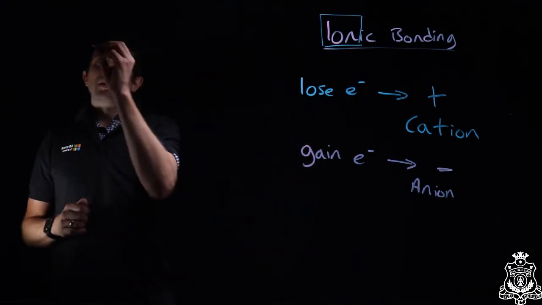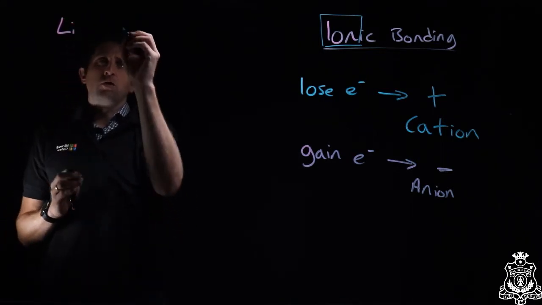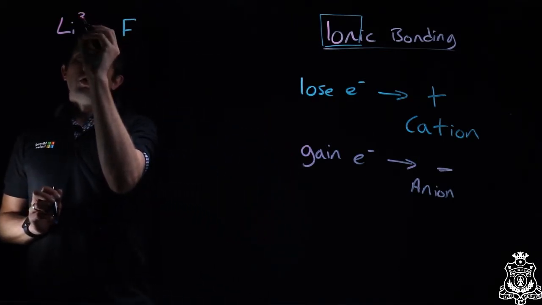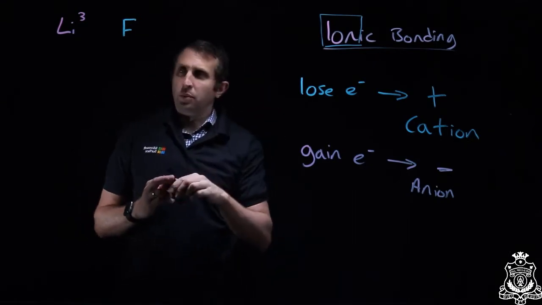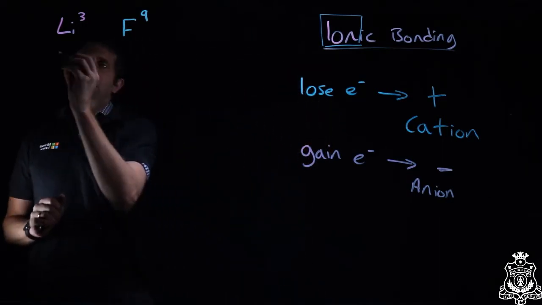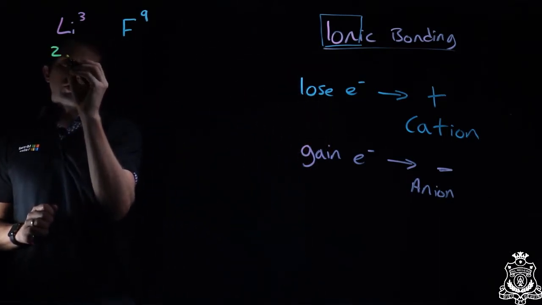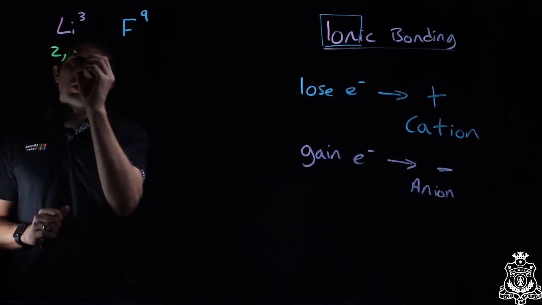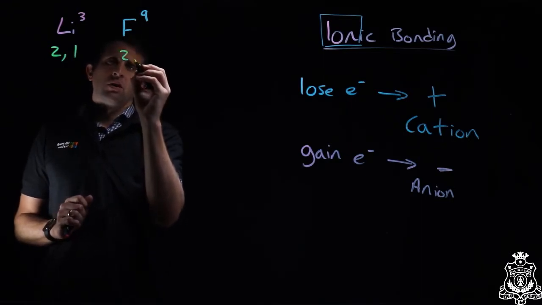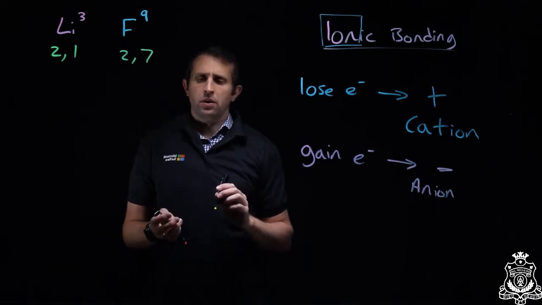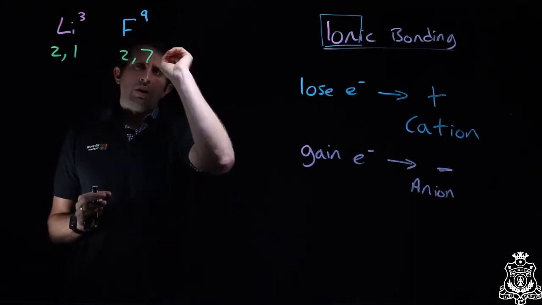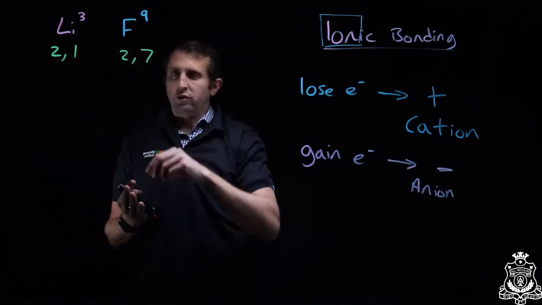So if we were to mix lithium and fluorine, if we look at our periodic table, we will see that lithium has an atomic number of 3. Fluorine has an atomic number of 9. Electron configuration of these? Well, we know the number of electrons is the same as the number of protons, which is what the atomic number tells us. So lithium will have an electronic configuration of 2,1, and fluorine will have 2,7. So we have a metal, lithium, a group 1 metal, and then we have a non-metal here, a group 7 non-metal, fluorine.